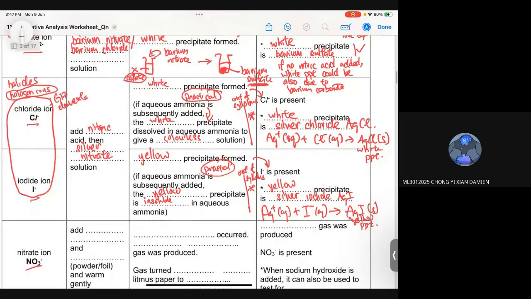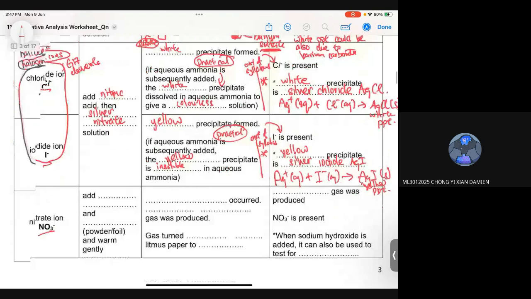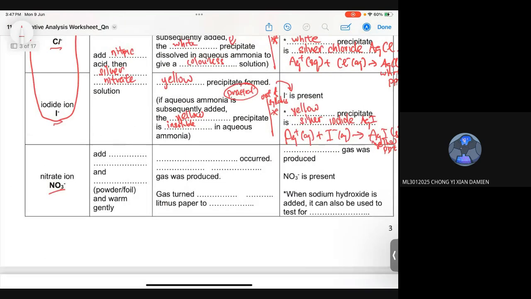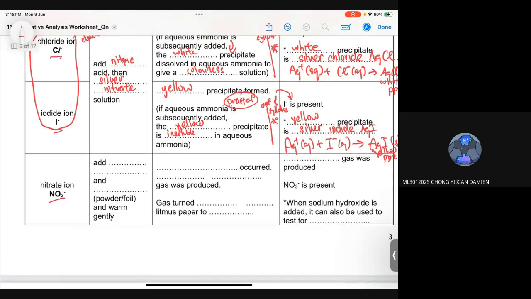Okay, the last one, which is your nitrate test. The nitrate test is actually the most troublesome one because this test really takes a lot more time. So what you're going to do to test for nitrate, first thing you're going to add is sodium hydroxide. After that, you add aluminium foil.